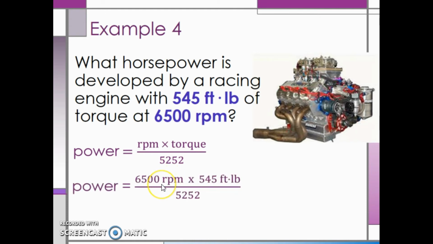Substituting, we have 6,500 RPM multiplied by 545 foot-pounds divided by 5,252, which equals 675 horsepower.